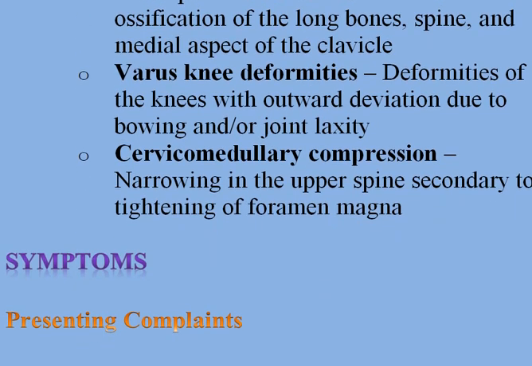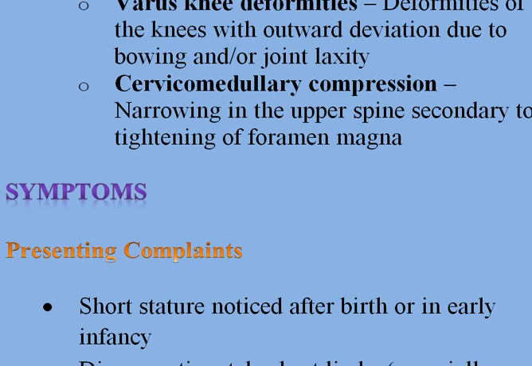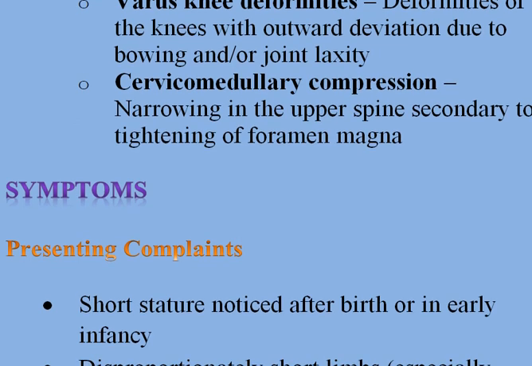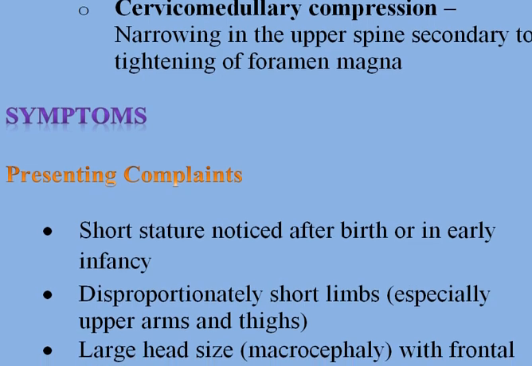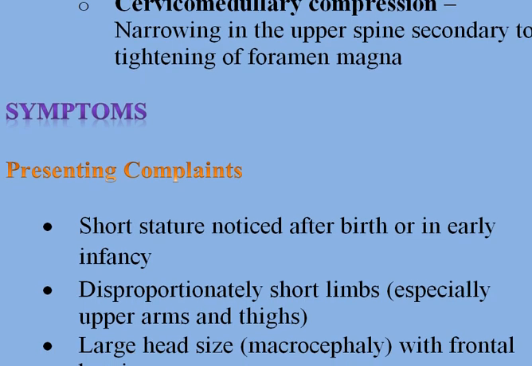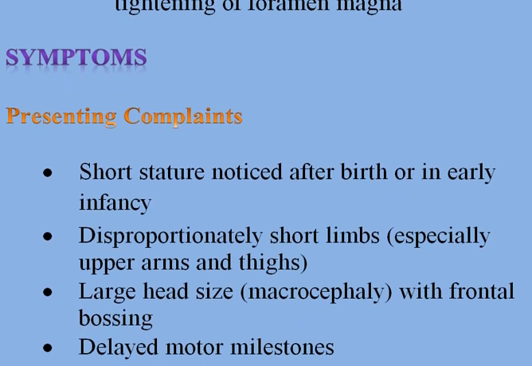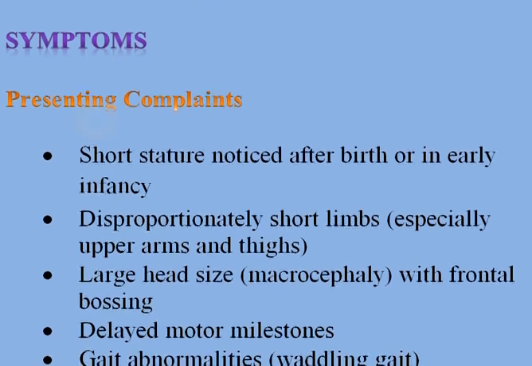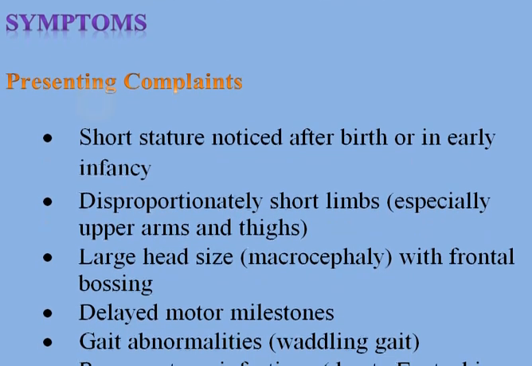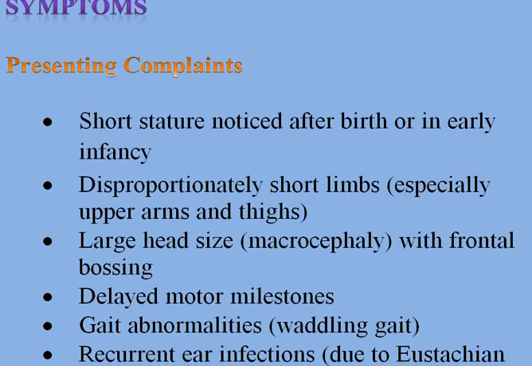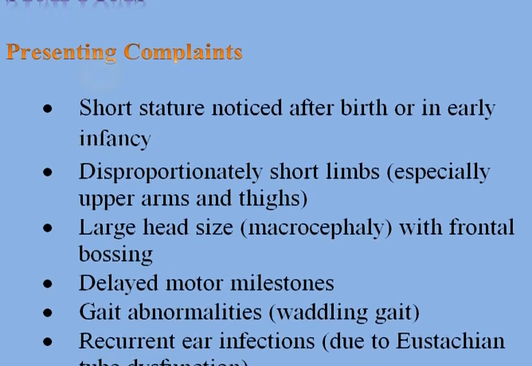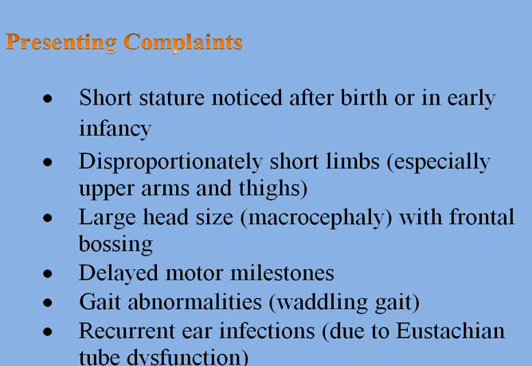So symptoms, the patient can present with a short stature noticed after birth or early infancy. The parents, when the child is born, the parents see it has very disproportionate short limbs, especially upper limbs, arms and thighs. The baby will have large head size, macrocephaly with frontal bossing. On development, the baby may present with delayed milestones that are motor delayed milestones. There will be gait abnormalities such as a waddling gait.